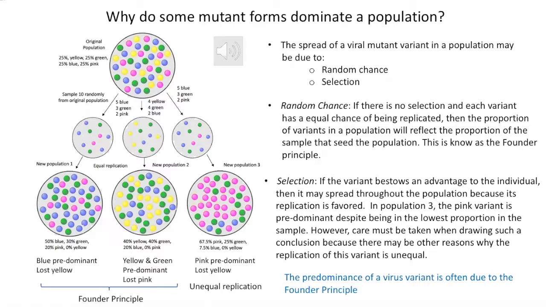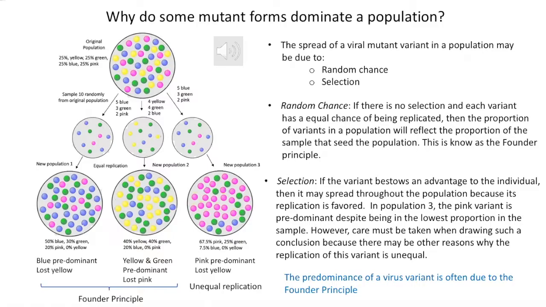Similarly, in population 2, the yellow and green variants are codominant because they are codominant in the founding sample. In this way, variants may be fixed or lost from a population, and it is all down to random chance in which variants are actually selected to form the new population.